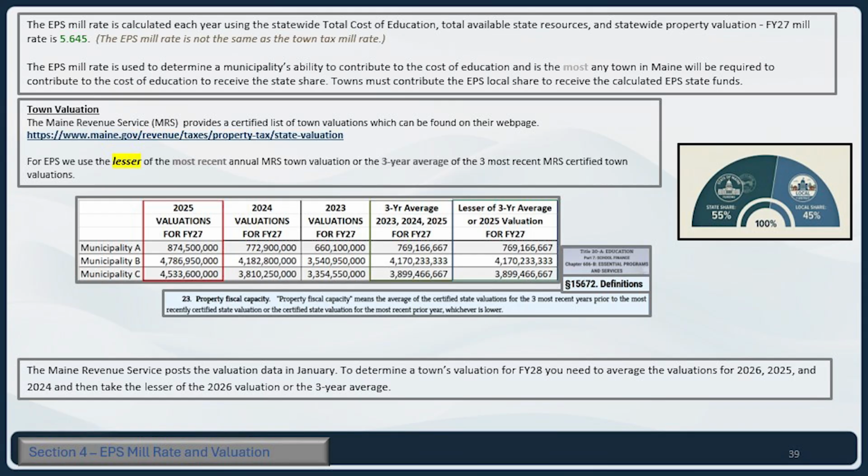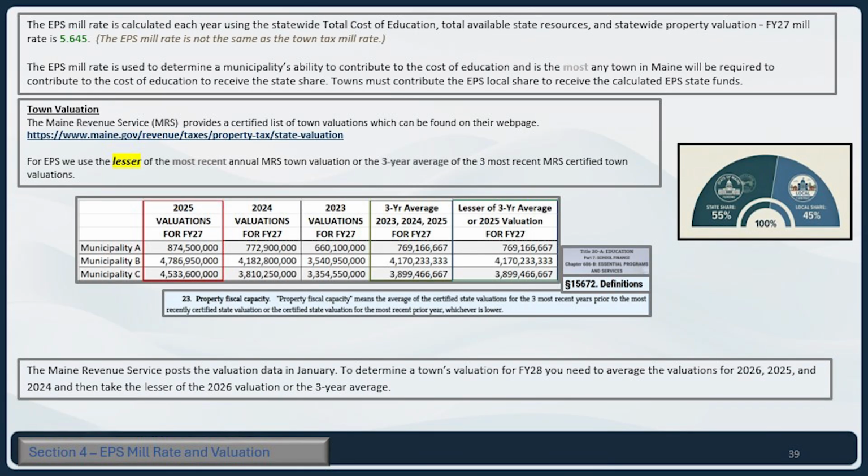This comes directly from the Maine Revenue Service. We cannot change this, unfortunately, for you. It comes directly from them. What we do is we look at either the current year or an average of the 3 most recent years, and we use the lesser of those 2 amounts. So we either use current year or the 3-year average in order to determine your ability to contribute.